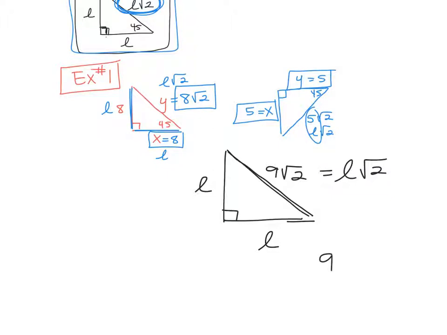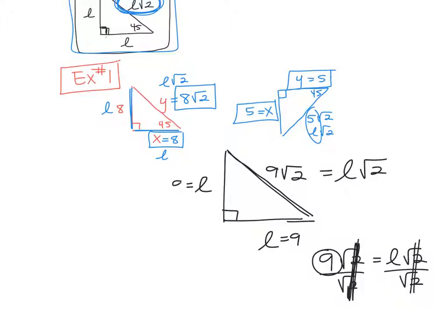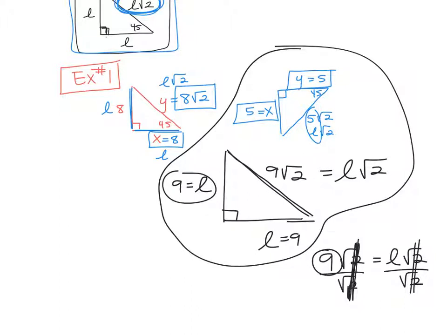If I say 9 rad 2 equals L rad 2, how do you solve for L? Get rid of the rad 2, right? We would divide by rad 2 here, which cancels it out, and we would divide by rad 2 here. Rad 2 over rad 2 is 1, so those cancel out, and you're left with your leg is 9. So those two are the same problem. I just wrote it out as an equation to solve for L.